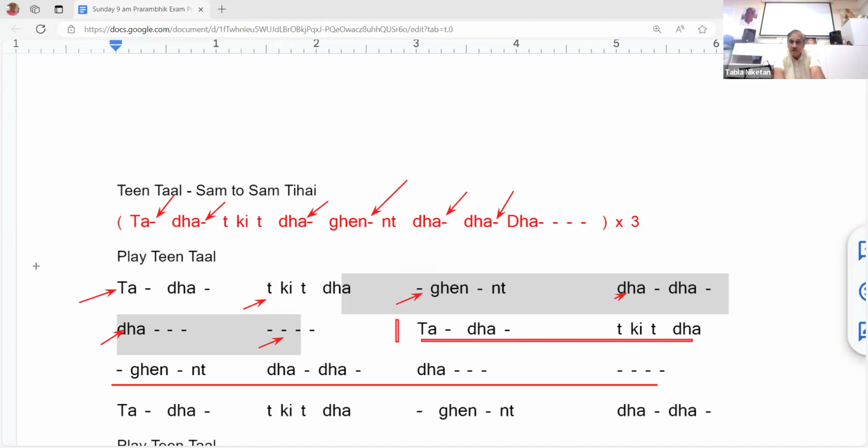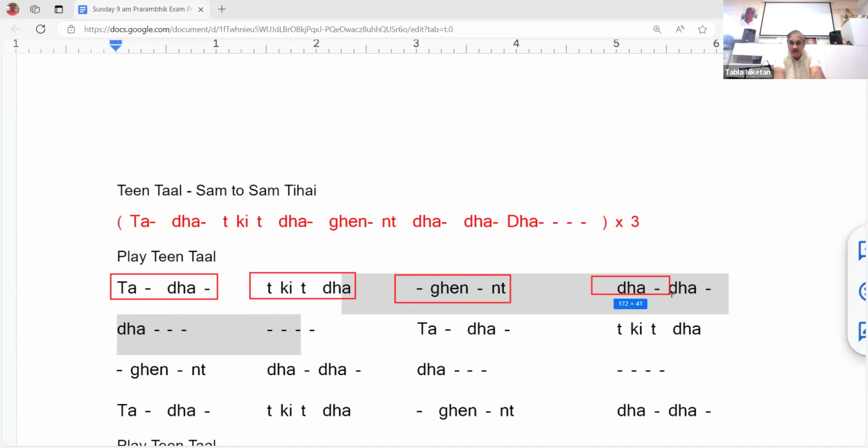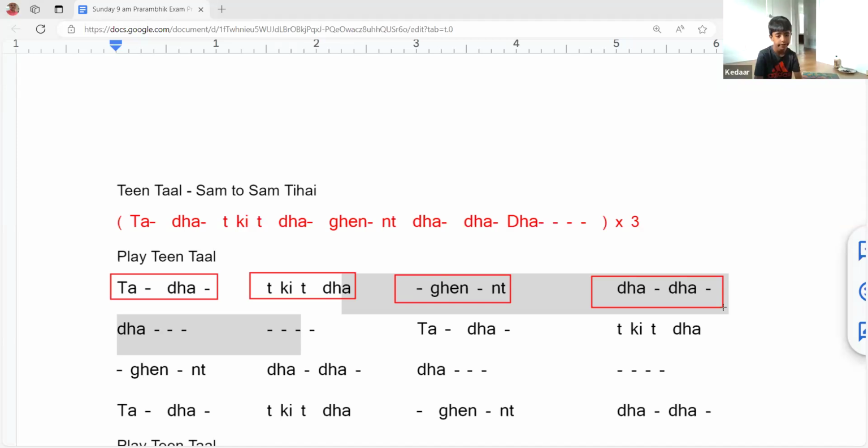And I deliberately, I knew that some of you would end up doing that. That's why I told you initially, you have to fit into one cycle only. So ta, a, dha, a has to be in one beat. Ta, ki, ta, dha has to be in another beat. You have to follow exactly the same beat that I've written here, Kedar. When you do ta, a, dha, a, ta, ki, ta, dha, a, your speed is double. You need two cycles in that case. I hope you are understanding the mathematics. Yeah. Okay, try again.